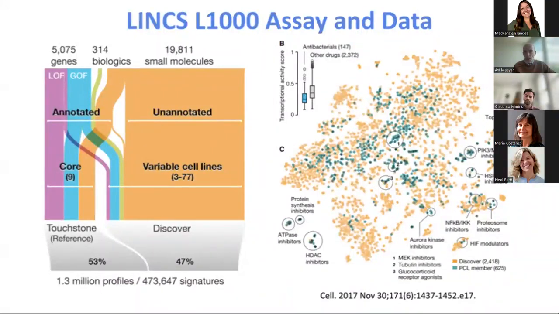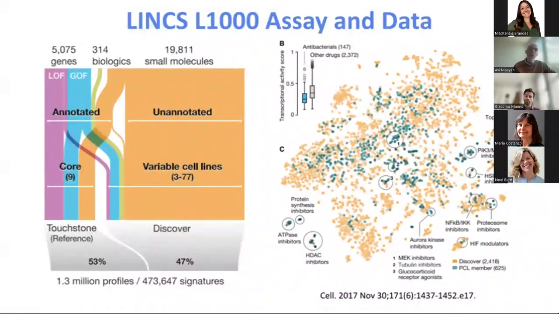And in the publication, they showed how they had 5,000 genes, loss of function or gain of function, some biologics, and about 20,000 small molecules that were used. And those small molecules were used in different concentrations across many cell lines. And also the gene expression was measured at different time points. So this was a massive expansion of the original data set.